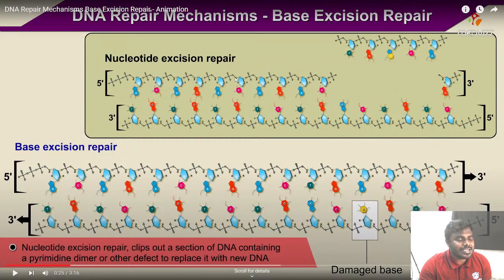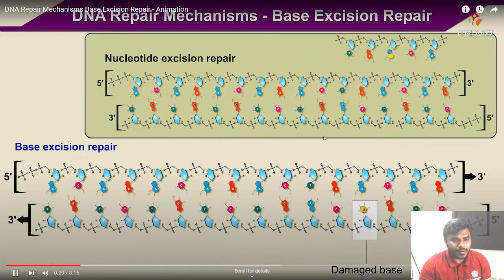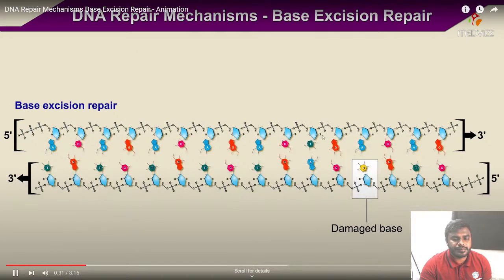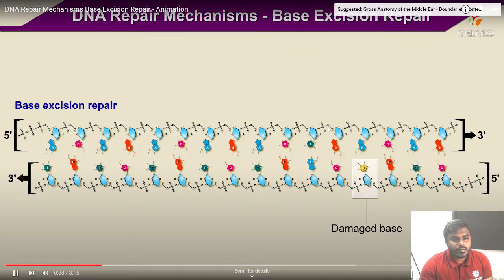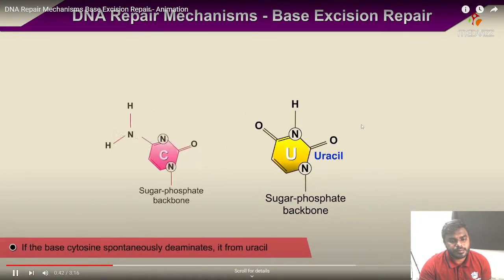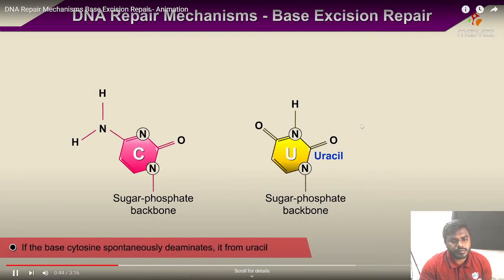That's why nucleotide excision repair is called bulky repair. It removes the bulky or other defect and replaces it with new DNA. Base excision repair acts on other kinds of defective DNA. For example, certain bases that are not supposed to be in DNA, such as uracil, are removed by base excision repair. If the base cytosine spontaneously deaminates, it forms uracil.